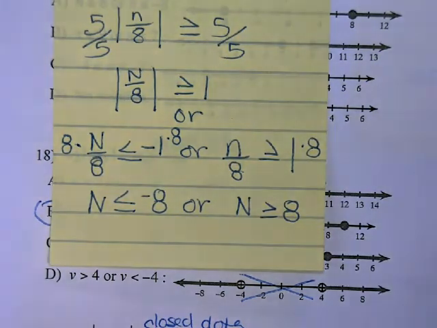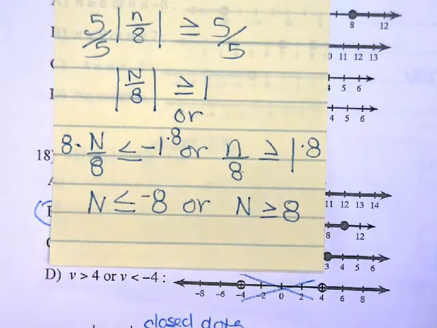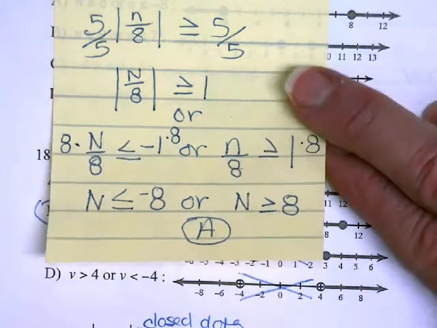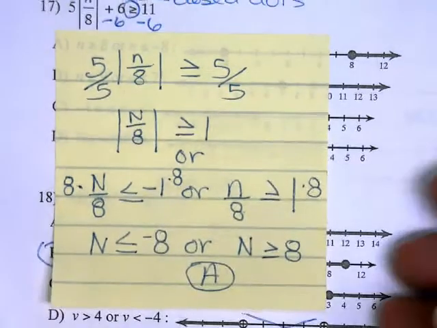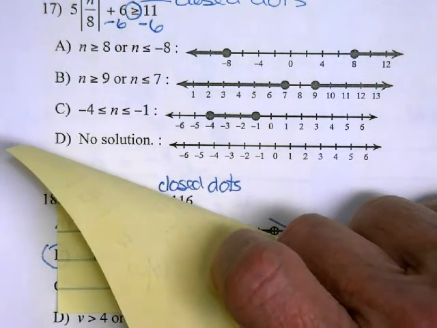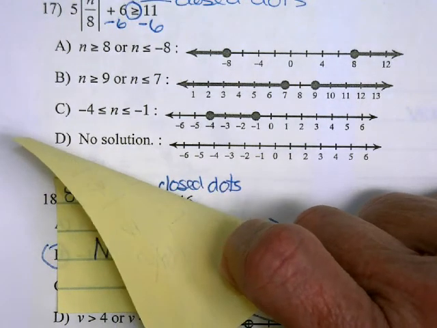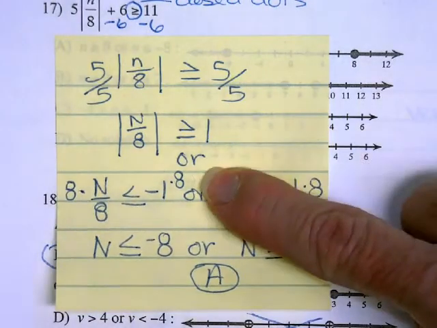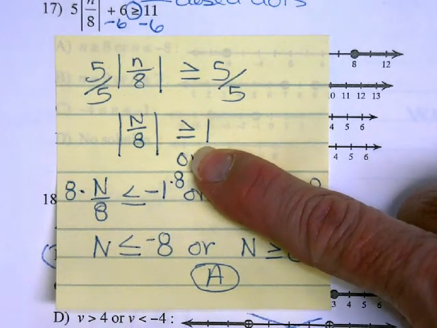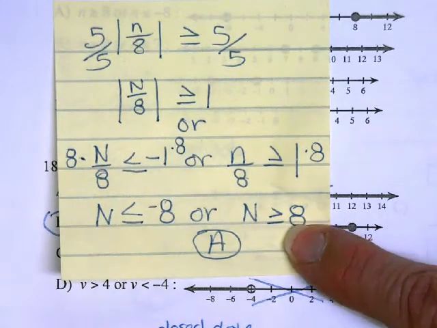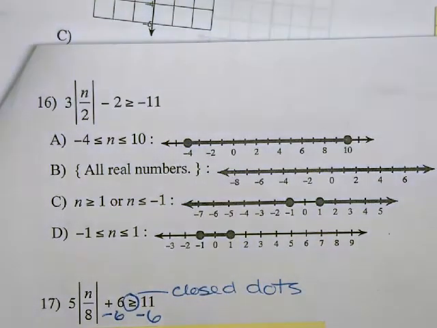Okay, let me see. Number 17 is supposed to be letter A. Is that right? Does that match? Let's look for a negative 8 and 8. I'll scooch it down. Yep. You knew it wasn't C because it wasn't airplane wings. You knew it wasn't D because it was greater than or equal to a positive number. So it would be A or B. So you had to do the math and you found out it was A.